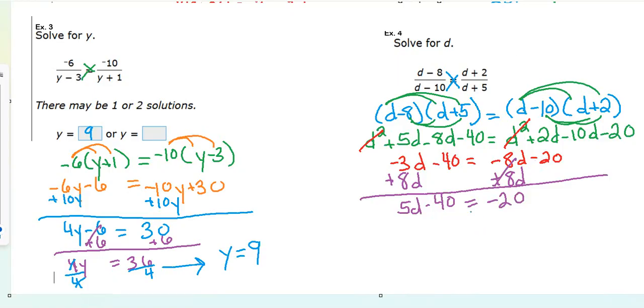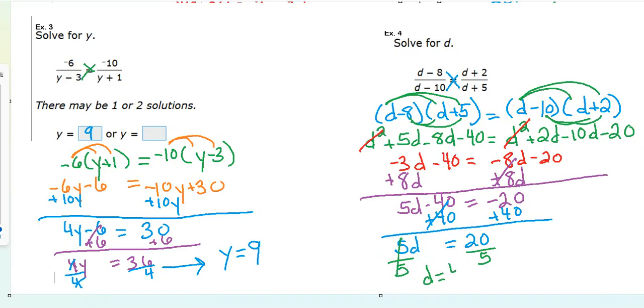I need to get this 40 over here with this 20. Here it's a negative, so I'm going to add it. That gives me 5d, these cancel each other out, equals 20. Now these are being multiplied, so I'm going to divide by 5 on both sides. This cancels out. This gives me d equals 4. So we only had one answer on that one.